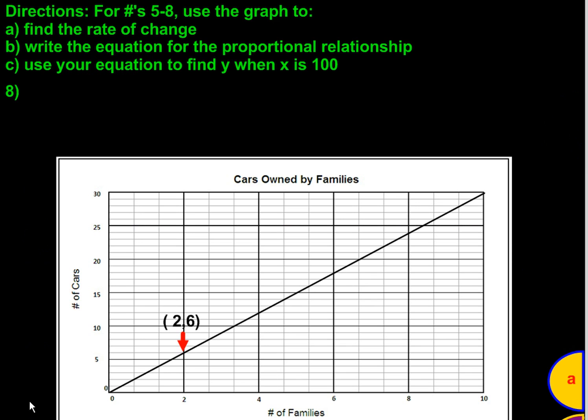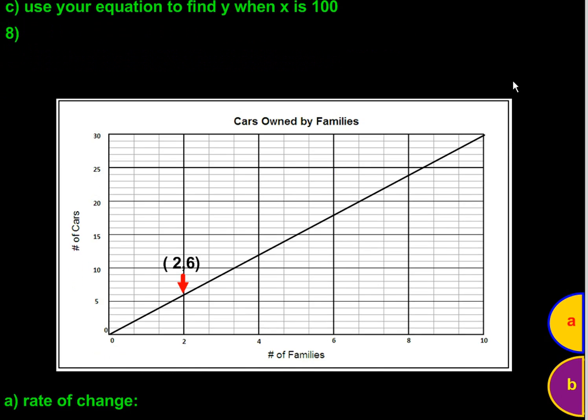Okay, now we're going to take a look at question number 8. And questions 5 through 8 actually are different than the first 4. For these, we're going to find the rate of change, which is exactly what we did before. That's finding the slope, so that's no different. We're going to write an equation. That's no different than what we did before. So we're also going to do that. The one thing that is different is you are going to use the equation that we come up with in B to find y, and we're going to assign x a value of 100. So, all right, let's work this out one step at a time.